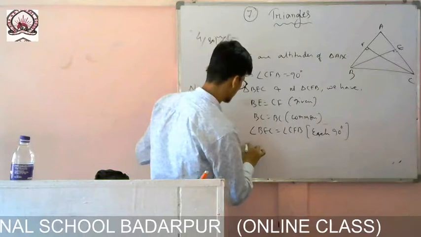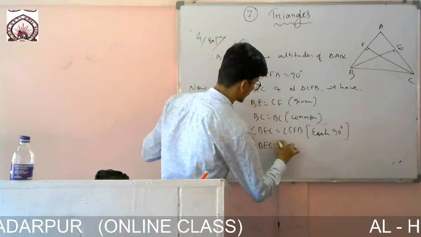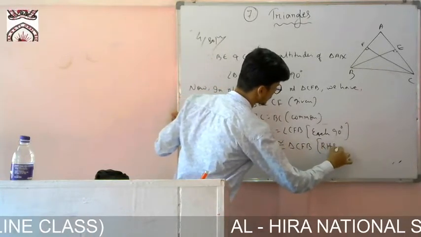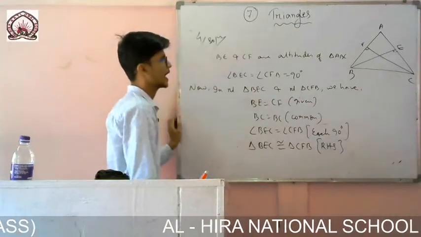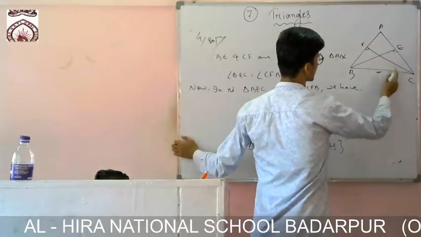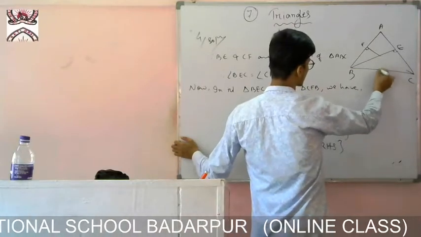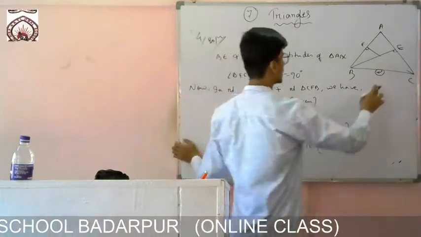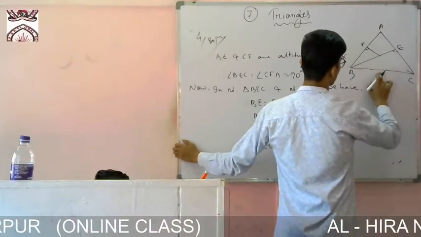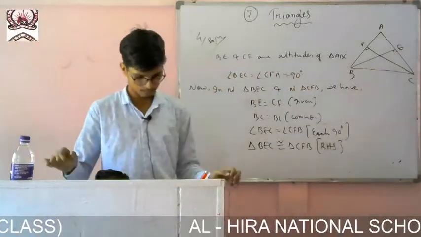So that means triangle BEC is congruent to triangle CFB by the RHS postulate: right angle, hypotenuse, and side. This is the right angle, and this one is the hypotenuse. If I take this one, let me erase this part, this is a right triangle, this is the hypotenuse, BC is also there, and one side is also there, that is this one. So one side is there, hypotenuse is there, right angle is there. So it has been proved by RHS postulate.